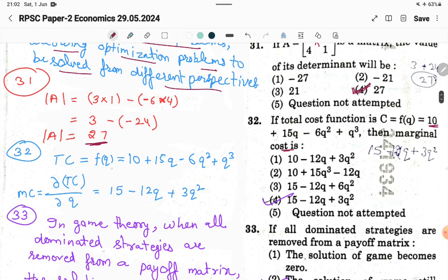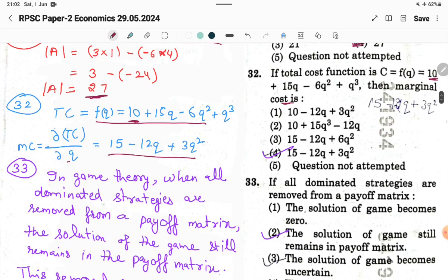Total cost is given here, and we will differentiate it with respect to q, then we can get the marginal cost. So 10 will be removed here because there is no q in this term. So 15 will be here, and minus 6 into 2, 12q, and plus 3 into q square. It will be the marginal cost. So the answer will be the fourth one.